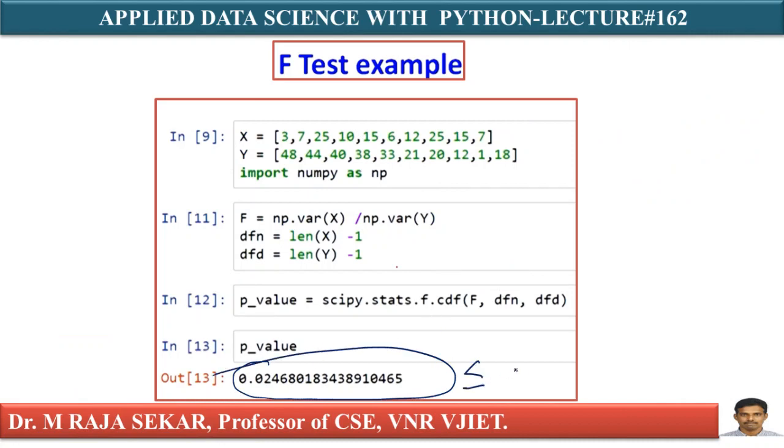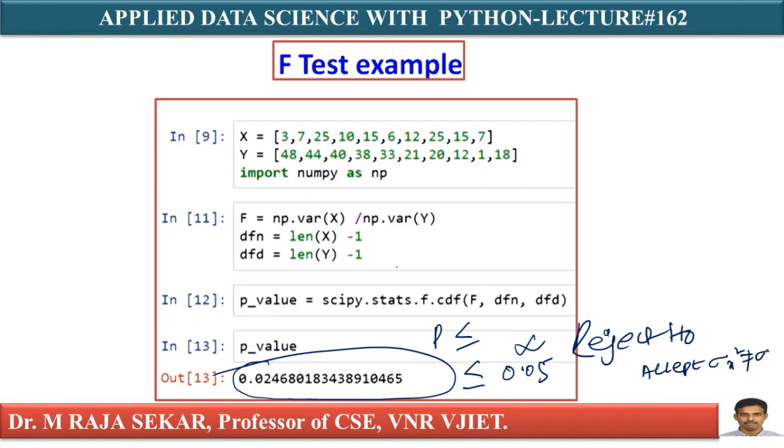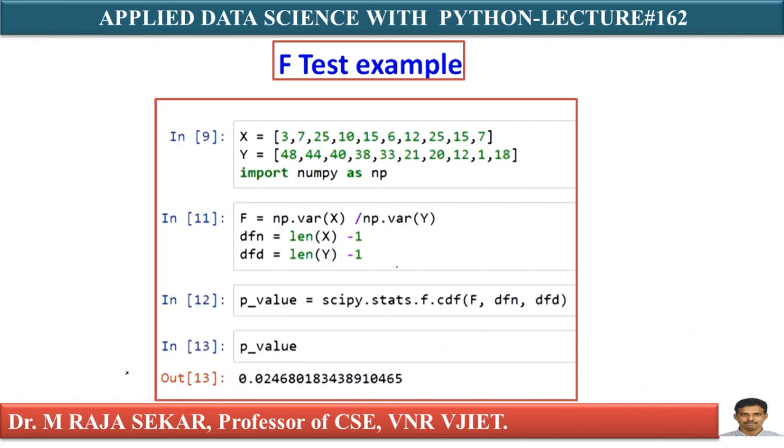I am assuming alpha is 0.05. The p-value is less than or equal to alpha. This p less than or equal to alpha means what do I have to do? We discussed a lot on this. Reject H0, where H0 means the null hypothesis. That means I must accept the alternative hypothesis, that sigma x square is not equal to sigma y square. This is the easiest way of testing the variance of two populations.